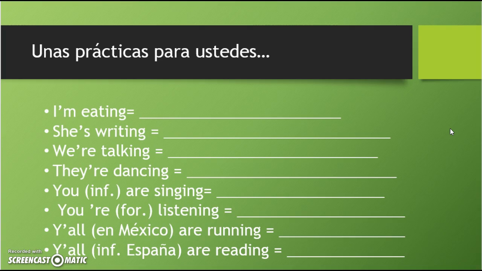Let's do some examples. If you guys can pause the video and try these out. I am eating, she's writing, we're talking, they're dancing. The informal you, the tú form of you are singing. You're listening, and let's do the formal usted there. And let's do the you all form in Mexico. Again, that's going to be the ustedes form, verdad? And then the y'all form, the informal in Spain, that's going to be the vosotros form. Pause the video and try those out.